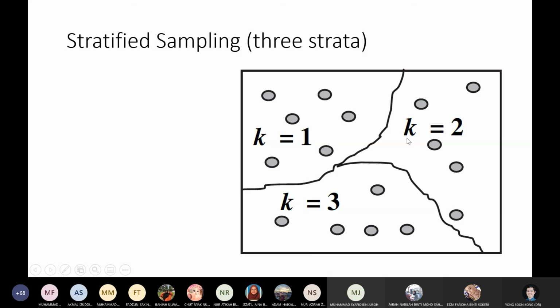K2 possibly may be from a lowland area. So these represent the lowland area. What about K3? K3 may be even lower than that, maybe a swamp area. This area is inundated with water, swamp. So these can probably be stratified based on the geography. Okay, it could be stratified based on geography.